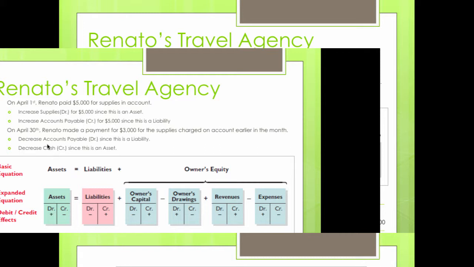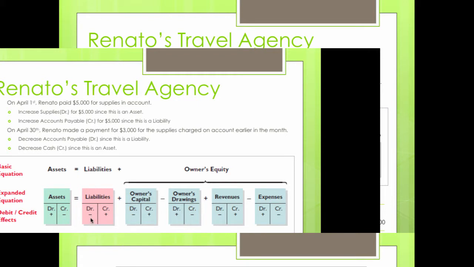Two accounts are affected. Remember, we need to affect at least two accounts. Let's look at accounts payable. Accounts payable is part of liabilities, and we're going to decrease the amount, right? We want to make sure that the balance goes from $5,000 to $2,000 because we're going to make a $3,000 payment. And in order for us to decrease the amount under liabilities, you have to debit.